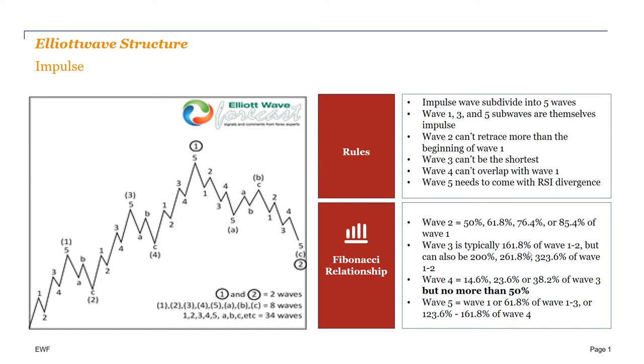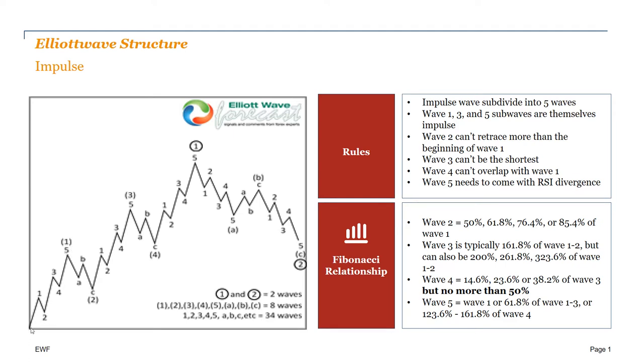Wave 3 is typically 161.8% of wave 1. But it can also be 200%, 261.8%, or even more than wave 1. So in other words, wave 3, like we talked about earlier, usually is the longest wave, the most powerful wave, and usually it is at least 161.8% of wave 1.